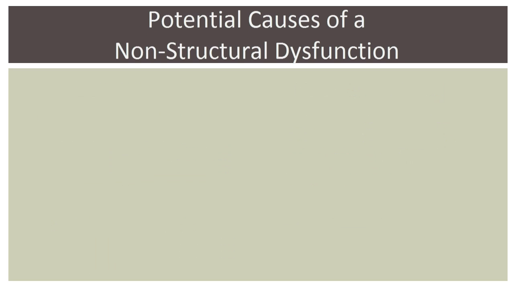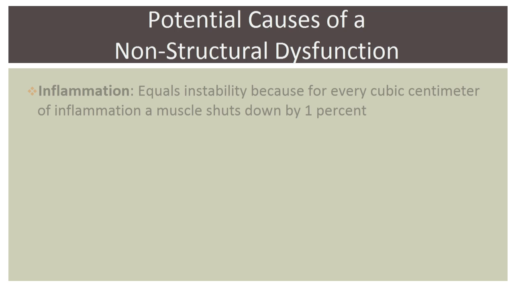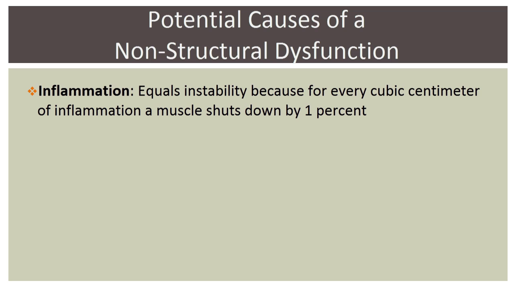I'm going to review the reasons for a non-structural dysfunction because this is so important when you're treating your patient. The first potential reason is inflammation. And it doesn't need to be current inflammation or swelling that you can obviously see. It could be from an old injury or surgery, and this is where your subjective history is going to be important. Because for every cubic centimeter of inflammation, a muscle will shut down by 1%. So if there's any inflammatory process going on in the area, the patient is going to be unstable and have difficulty moving. Because again, you need to have stability in order to have mobility.